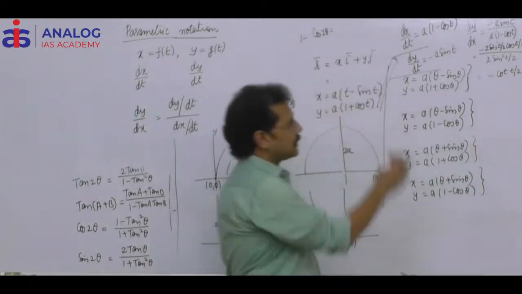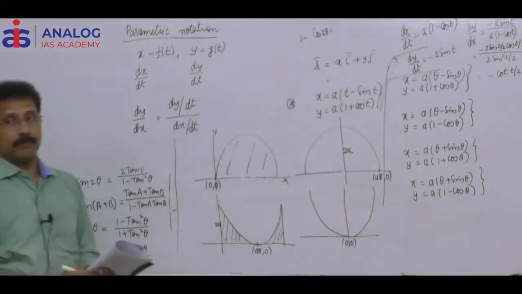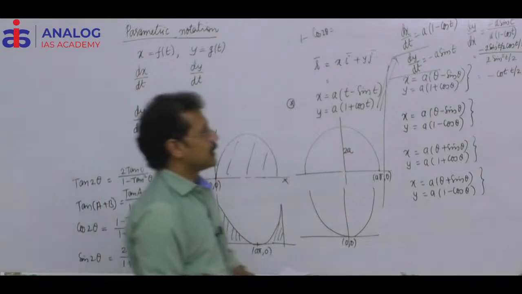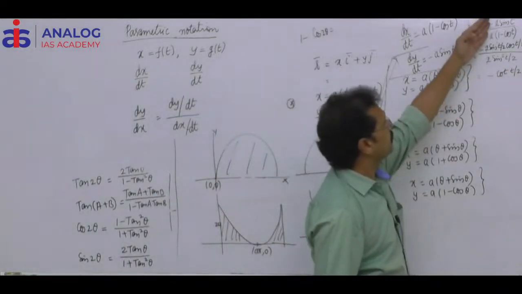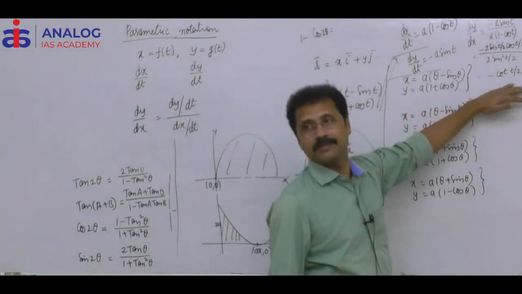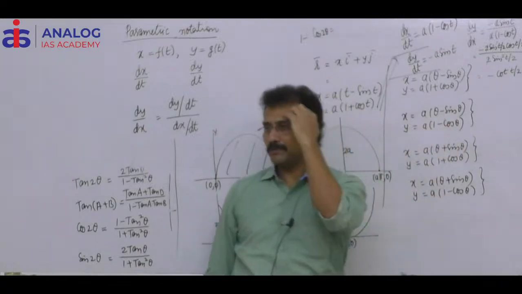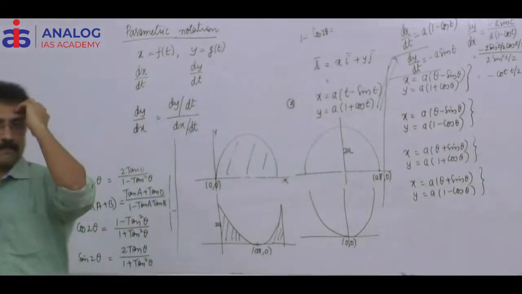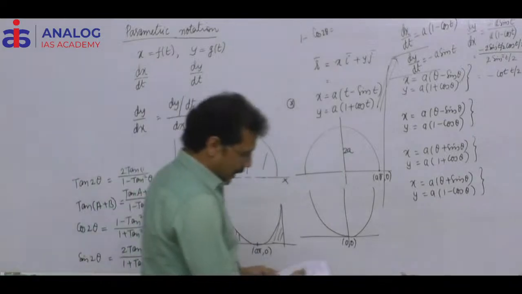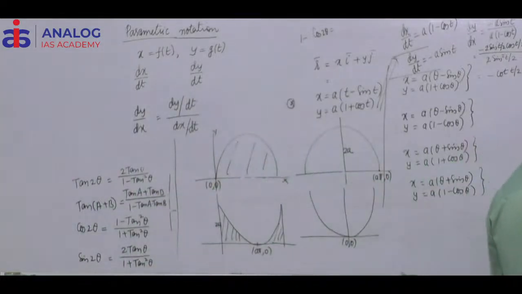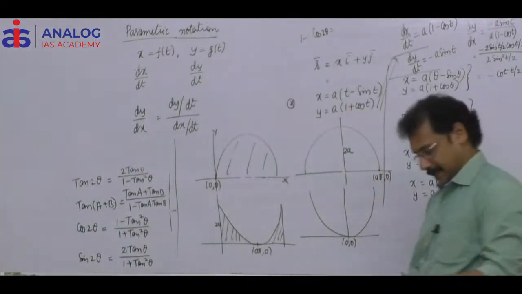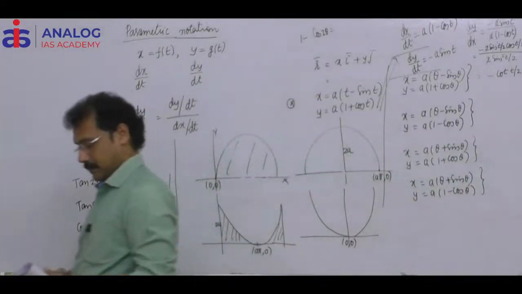So that simplification also is important. Sometimes from here you need to go to here, from here we need to come to here. It all depends upon what kind of question it is. Okay, fine. This is parametric notation. So many questions are there in parametric. You can go home and try to solve them.